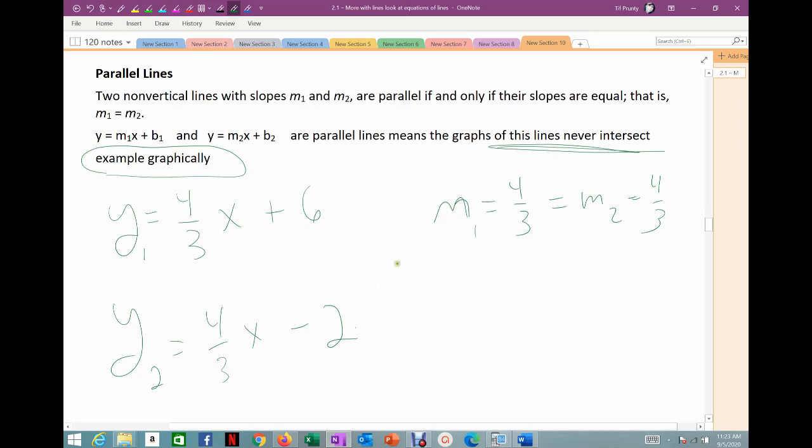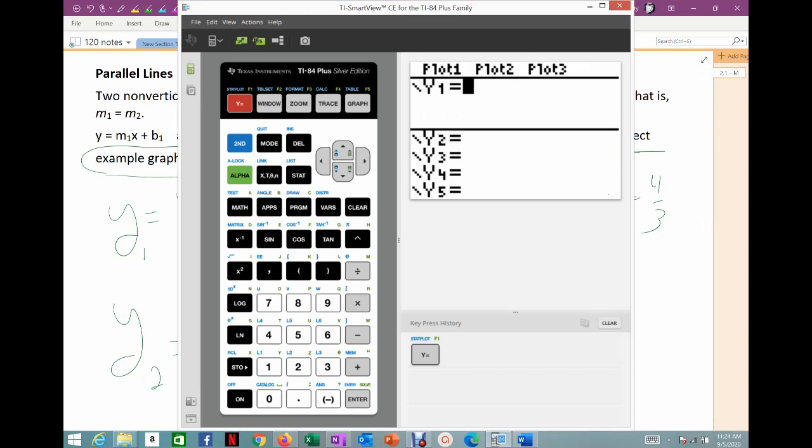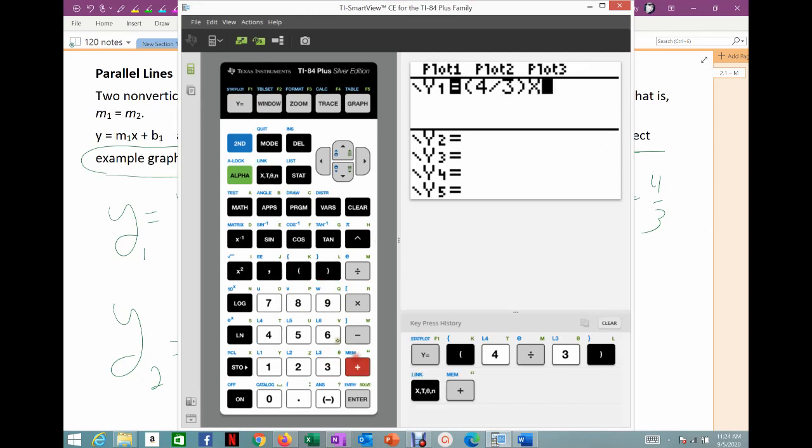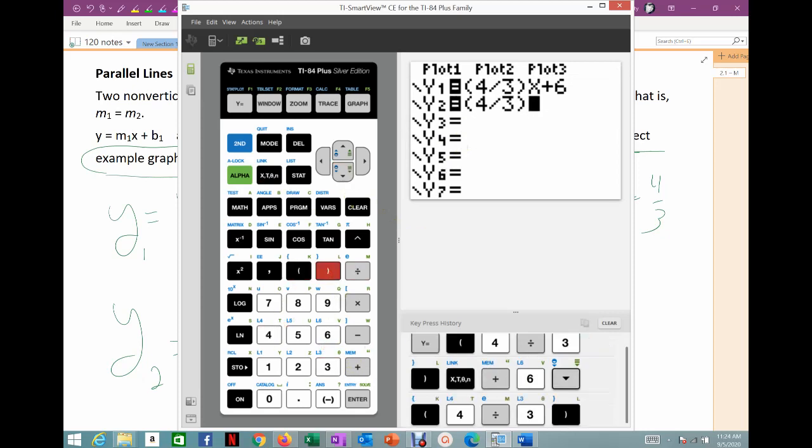Alright, so we're going to graph them. So I'm going to look at the graph now. I'm going to pop over to my graphing calculator, go to y equals and plug them in. My first line was 4/3 x + 6. And then my second line would be 4/3 x minus 2.